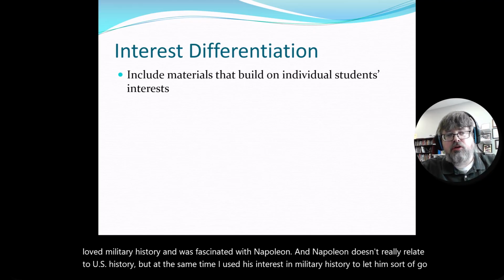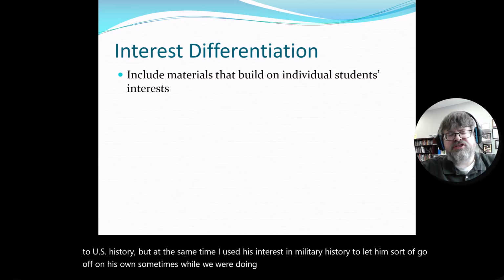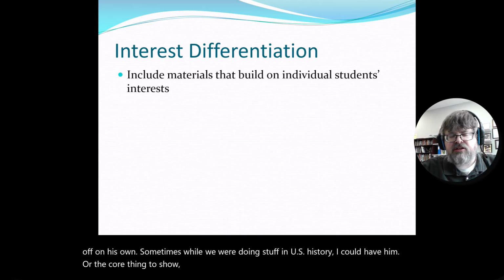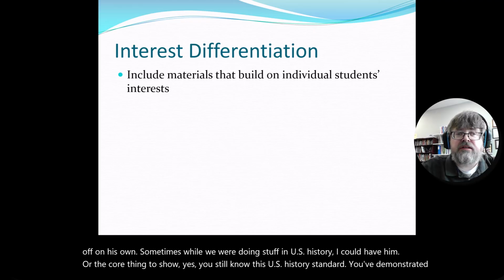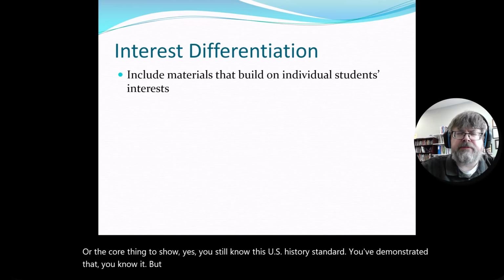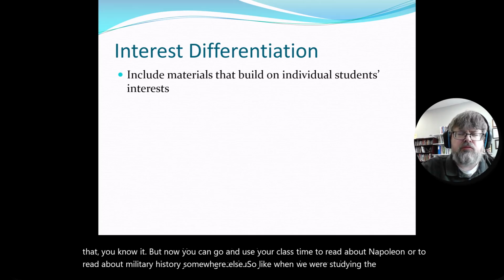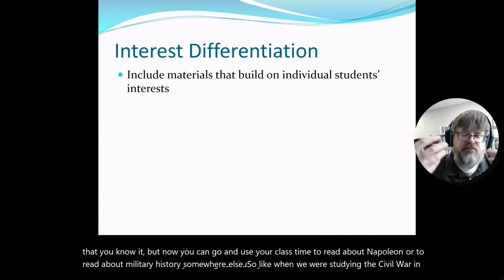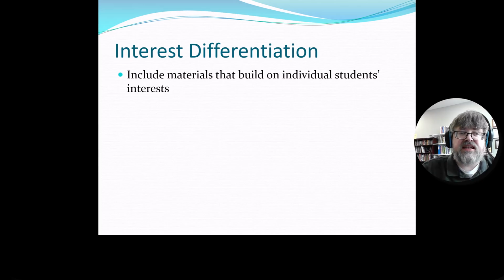I could have him do the core thing to show, yes, you still know this US history standard. You've demonstrated that you know it. But now you can use your class time to read about Napoleon or to read about military history somewhere else. So, when we were studying the Civil War in the US, what was going on in Europe in the 1860s or in Asia in the 1860s, and what was their military technology like? Again, I could still say the student was meeting standards because he had proven to me through pre-assessments or other things that he knew the standards he was supposed to know for US history. And that meant that I was free to differentiate for him.